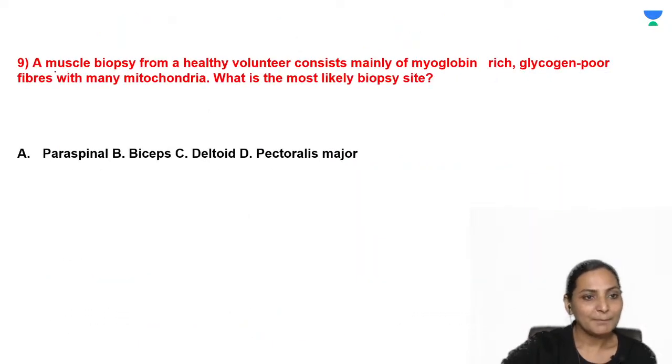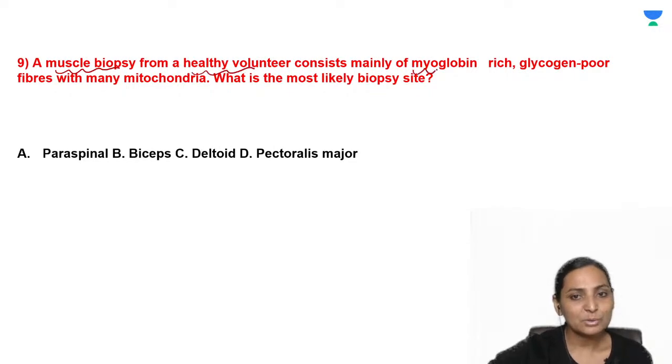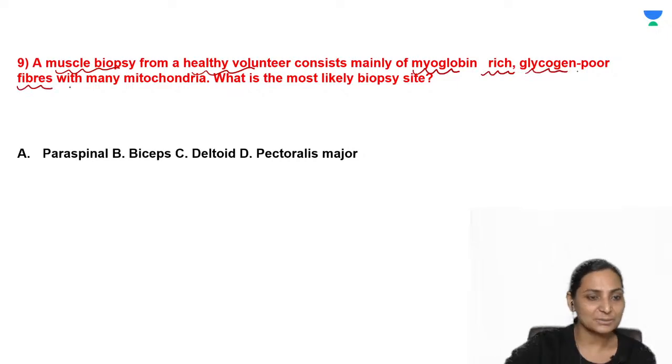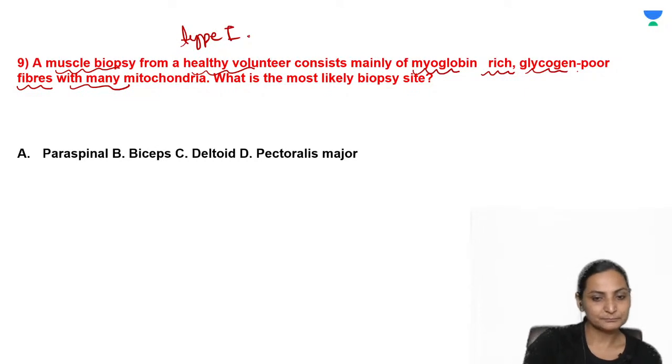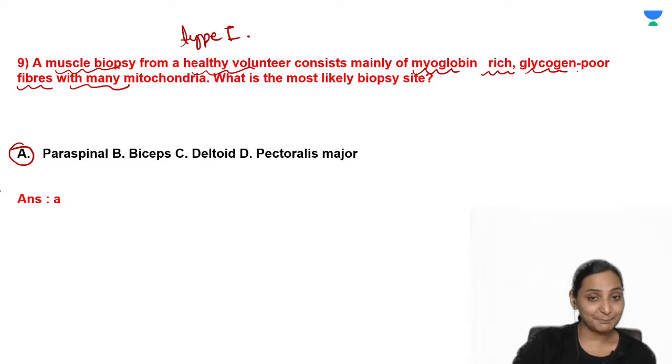Now, a muscle biopsy is taken from a healthy volunteer, which is showing a large amount of myoglobin rich, glycogen poor fibers with many mitochondria. So there is myoglobin rich, glycogen poor. That means there is basically presence of type 1 muscle fibers. So which of these could it be? It could be paraspinal, biceps, deltoid, or pectoralis major. Yes, the correct answer is A, that is paraspinal.